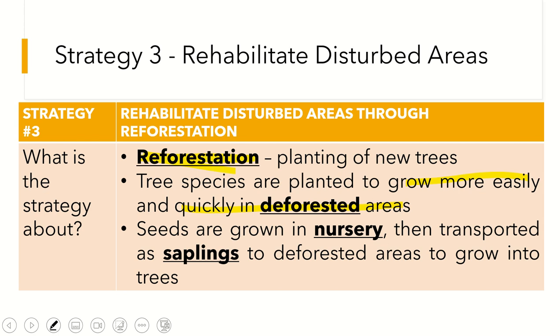tree. What they do first is that they grow a seed in the nursery, and then once the seedlings or saplings are healthy enough, they transport these saplings into the deforested areas so that they can grow into trees. So that is reforestation. They plant new trees in areas which have been deforested. So you can pause and write this down.